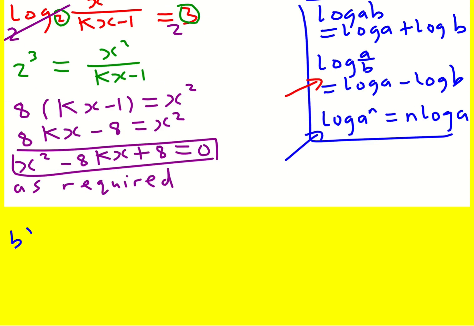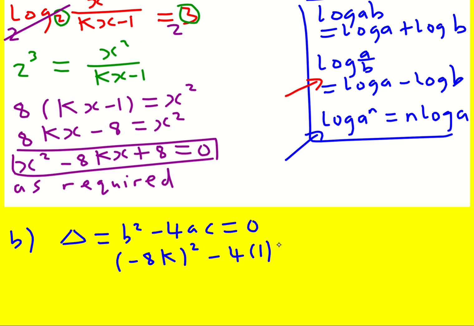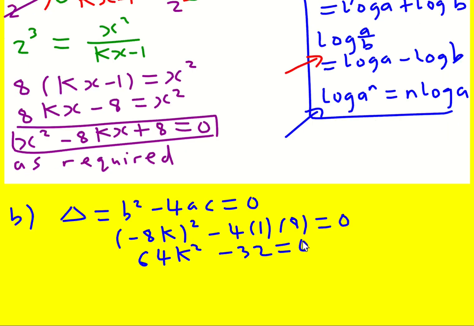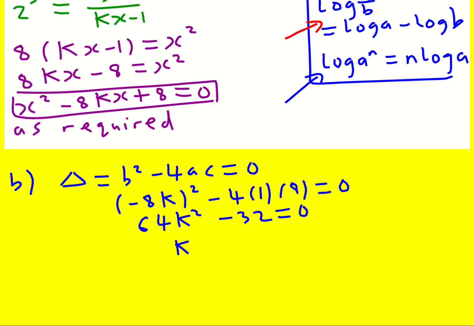For part B, it must be that the discriminant, which is equal to b squared minus 4ac, is equal to 0. b is equal to minus 8k, so it's going to become minus 8k all squared minus 4 times 1 times 8 equals 0. Expand this out, 64k squared minus 32 equals 0. We can add 32 to both sides, then divide by 64. That's going to give 32 over 64. Actually, that is just a half.